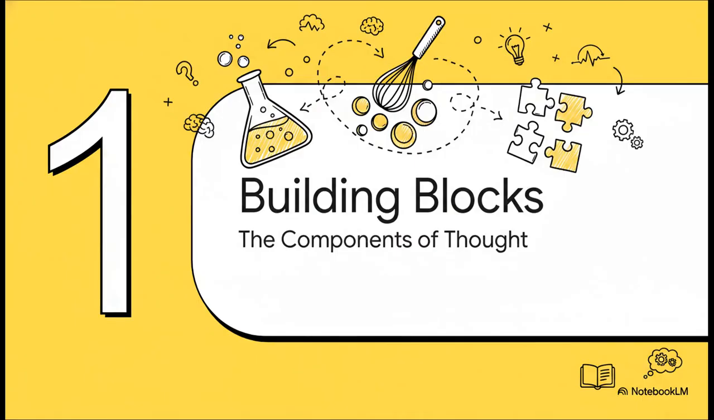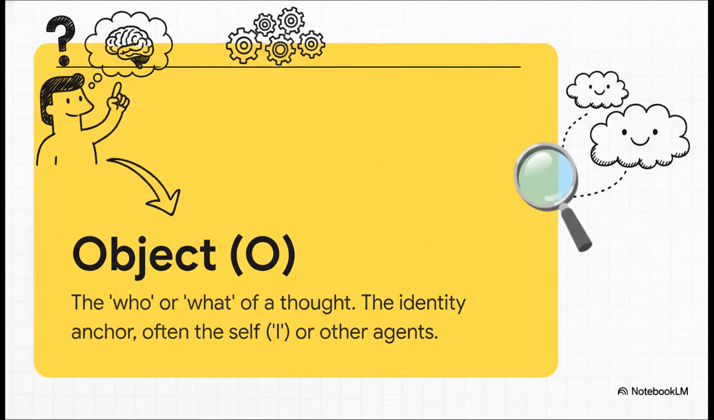So, to really get a handle on this mental operating system, we first have to break it down to its most basic parts. Think of them like the three primary ingredients that make up literally every single thought you have. Okay, first up, we have the object, or just O. This is the who or what of your thought. It's the main character in the story. And a lot of the time, that character is you, right?